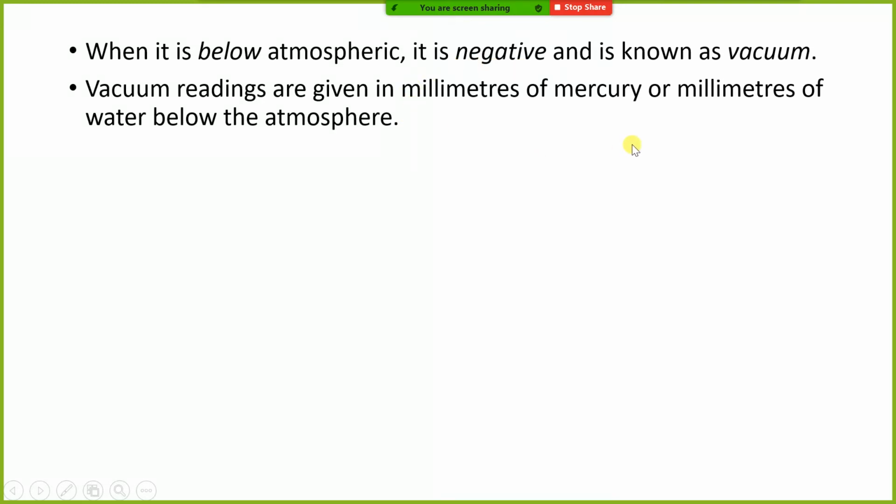Vacuum readings are very small, therefore we cannot measure them in numbers in bar. Therefore we represent that reading in millimeter of mercury or millimeter of water below the atmosphere. If the pressure of a liquid, or even a gas, is below atmospheric pressure, we can measure it in terms of millimeter of mercury or millimeter of water below the atmosphere.